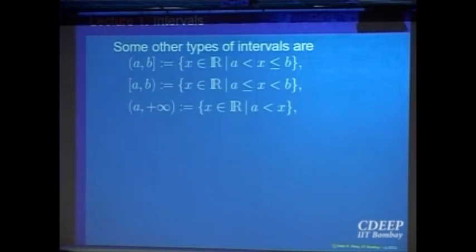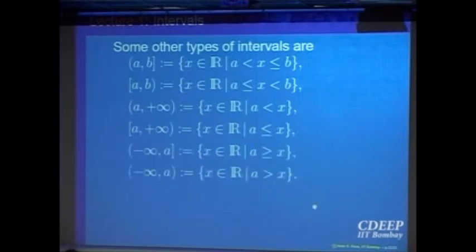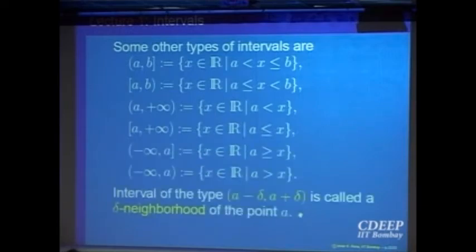Okay? Similarly, you can have it on the left side. You can include the point A and so on. So let me just go over all these things. Out of this, something very important and useful for us. Given a point A, look at the open interval with left end point A minus delta, the right end point as A plus delta.